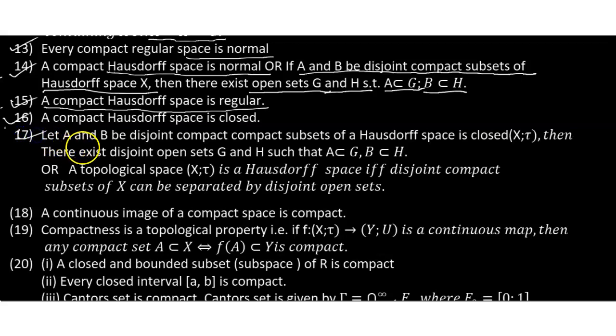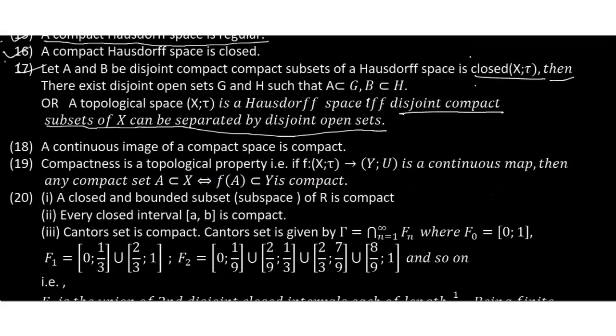Let A and B be disjoint compact subsets of a Hausdorff space (X, tau). Then there exist disjoint open sets G and H such that A is a subset of G and B is a subset of H. A topological space (X, tau) is a Hausdorff space if and only if disjoint compact subsets of X can be separated by disjoint open sets.